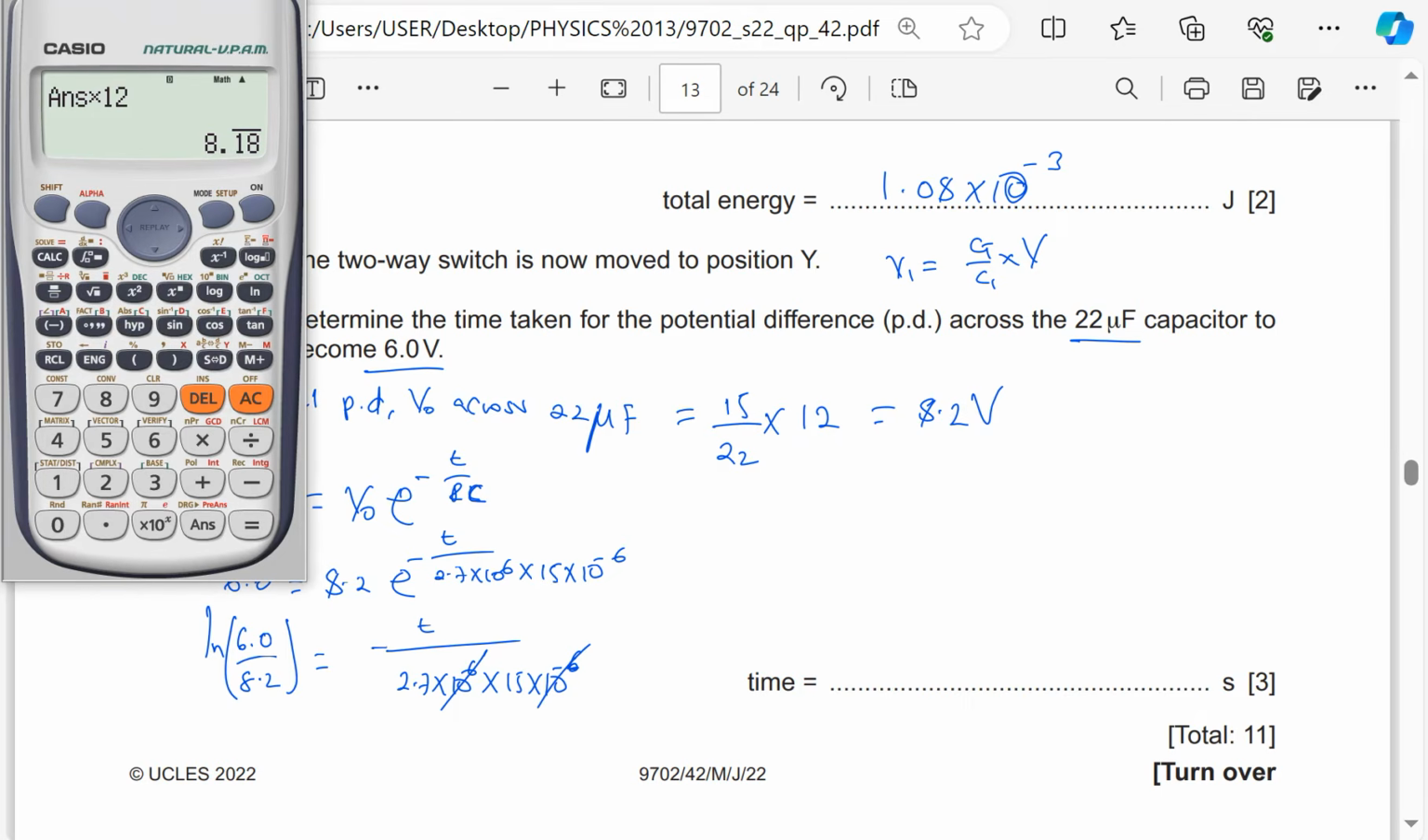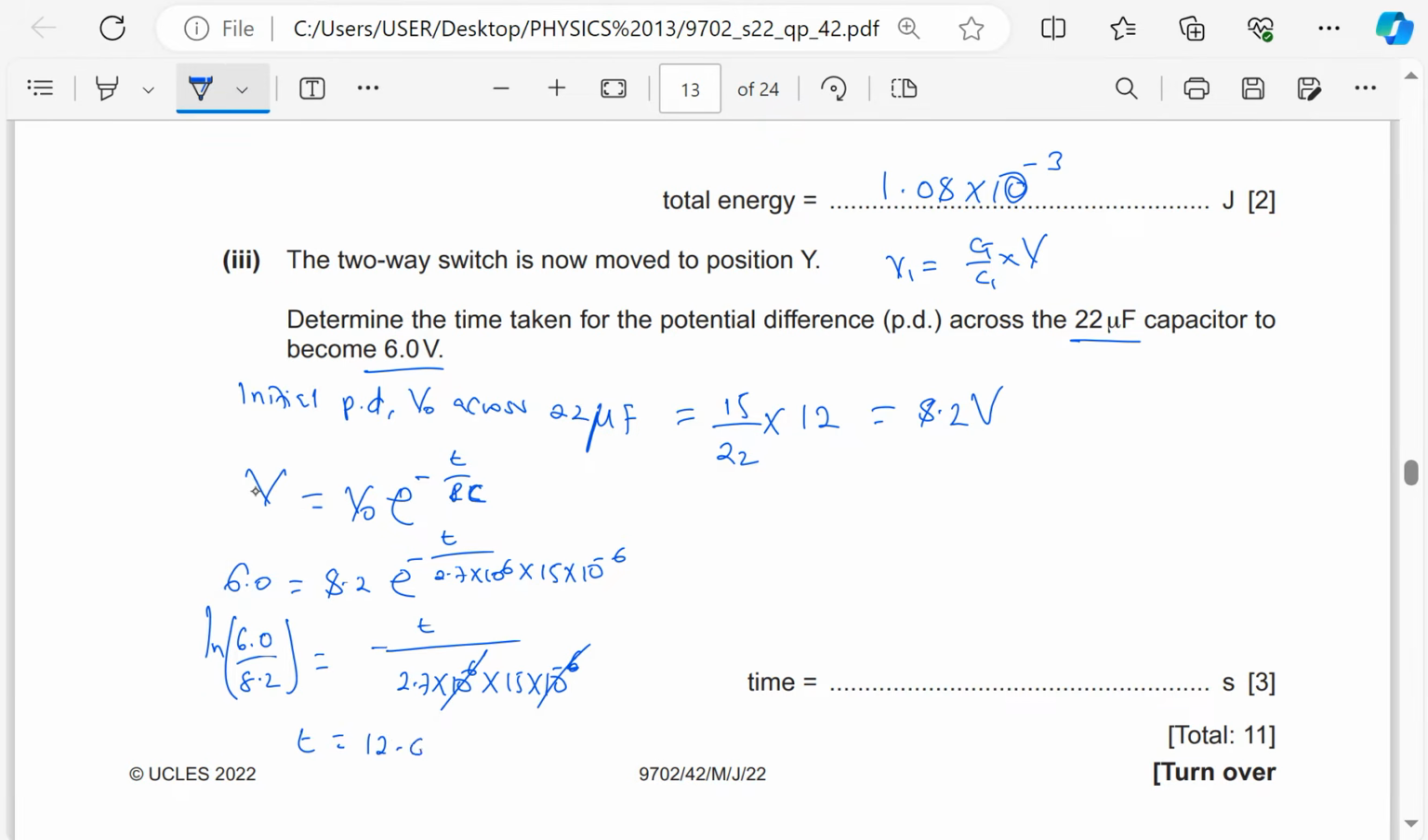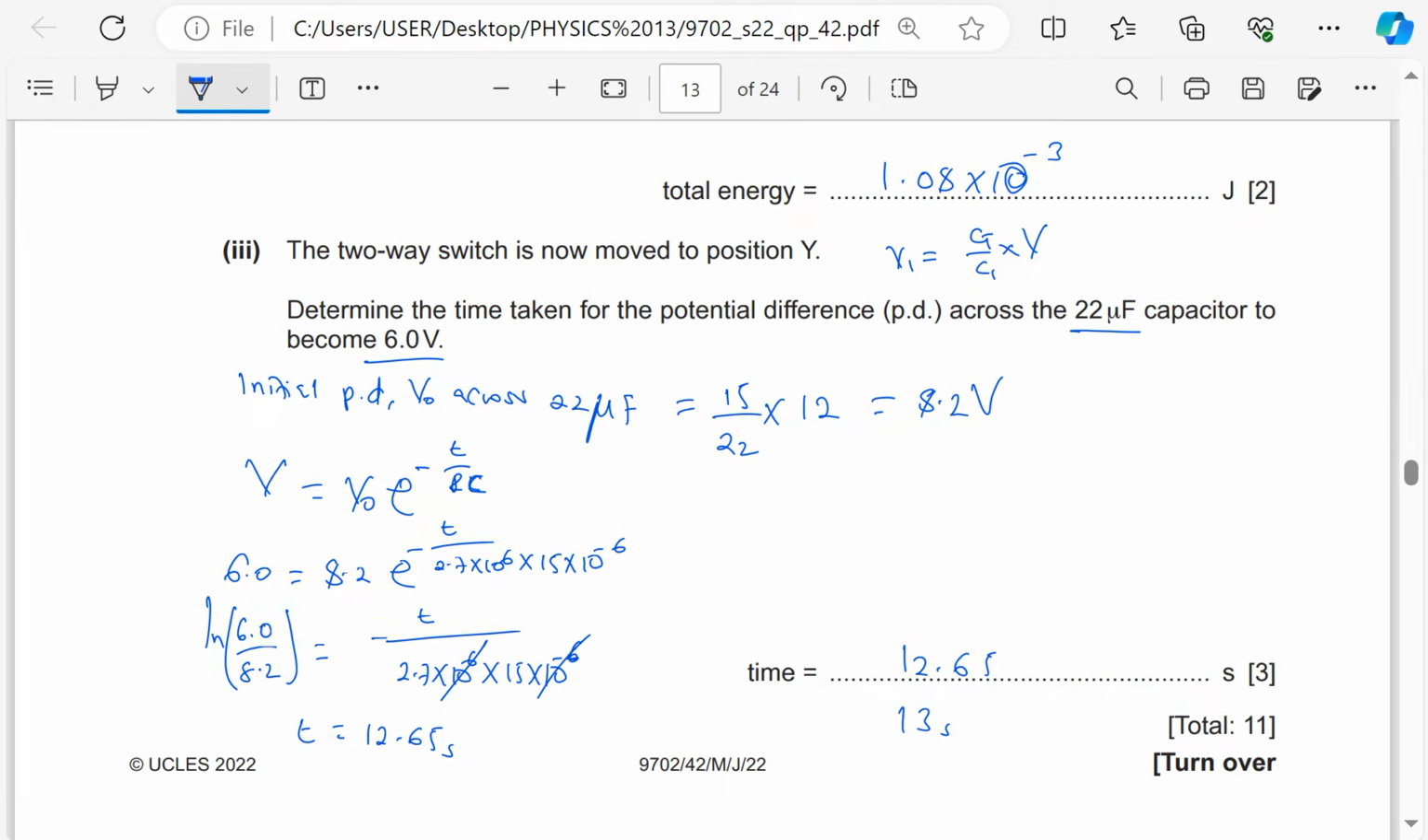So I'm going to press my calculator: ln of 6 divided by 8.2. Then I will multiply this by negative, open the bracket, 2.7 times 15. So this is giving me t as 12.65. So t is 12.65 seconds, or I could write 13 seconds.